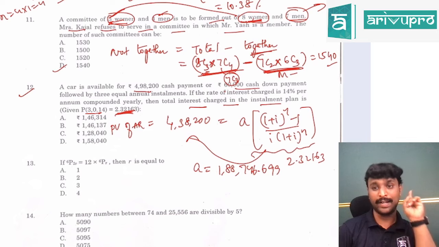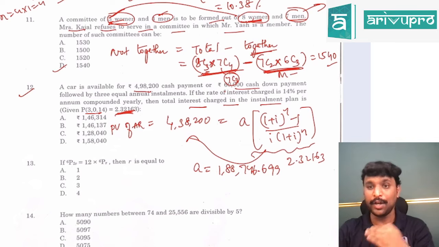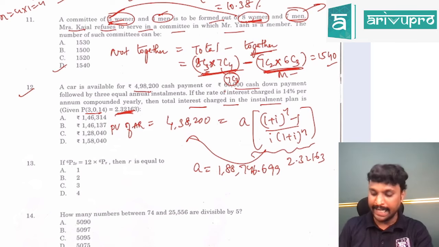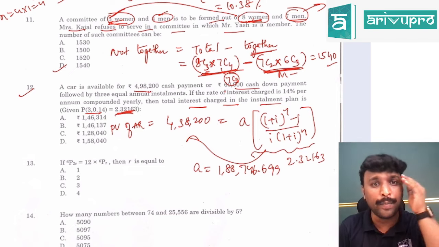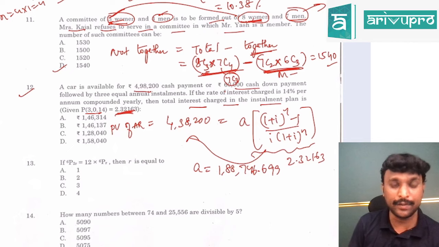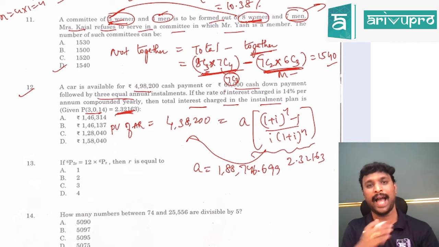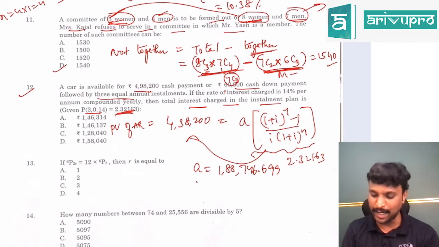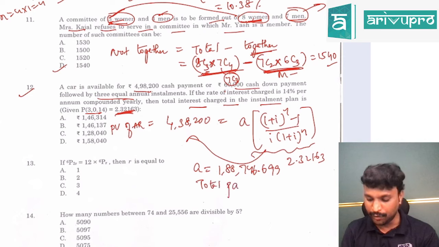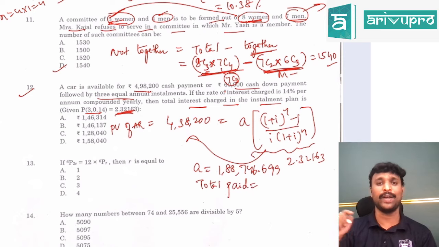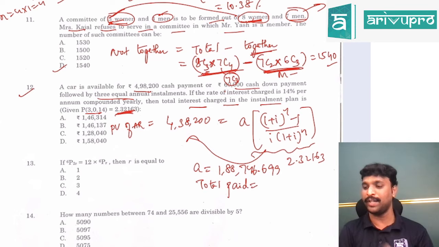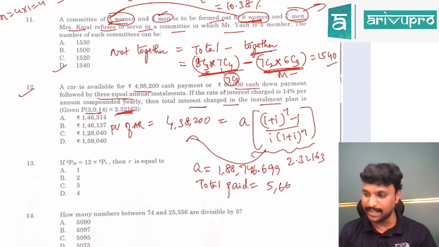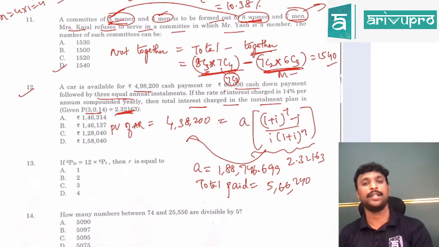What did I say? How to find the interest? So total amount you're paying, 1,88,746.699 is what you pay every year. For how many years you're paying? You're paying this for 3 equal annual installments. So that means I have to multiply. To find total paid, what I need to do? This 1,88,746.699 has to be multiplied with 3. So you get 5,66,240. So this is the total paid.